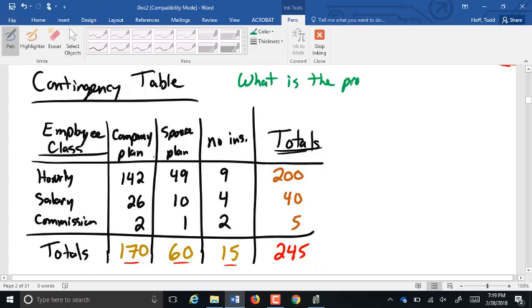This table is a contingency table. All it does is it compares two values, two things. Two variables is the technical term. So one variable is the type or class of employee, hourly, commission, and salary. The other variable is their type of insurance.